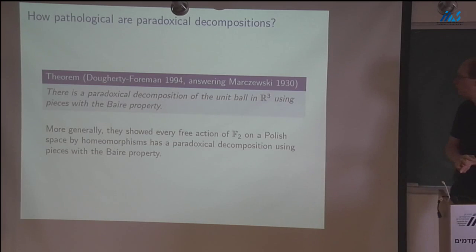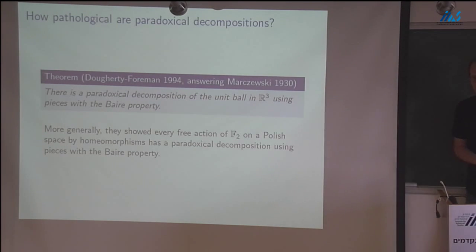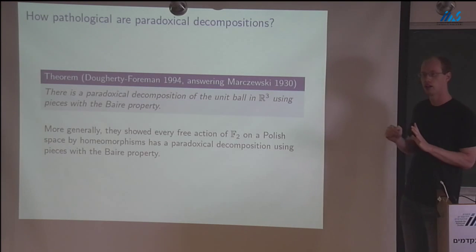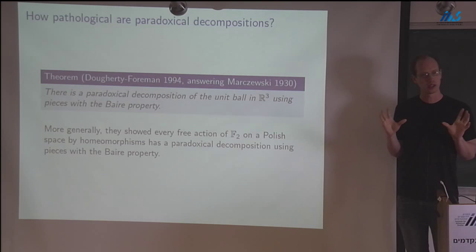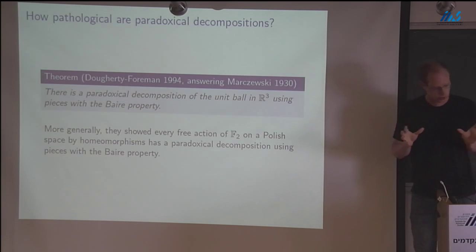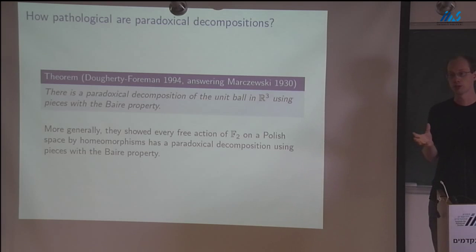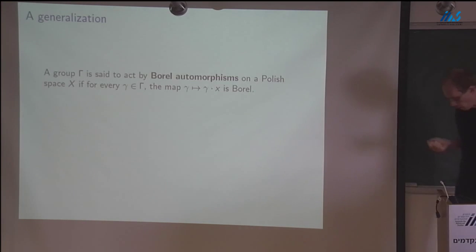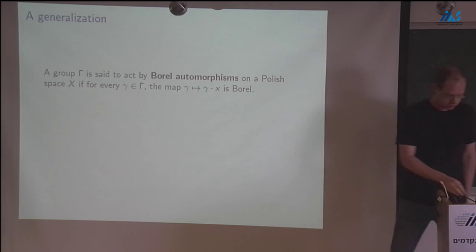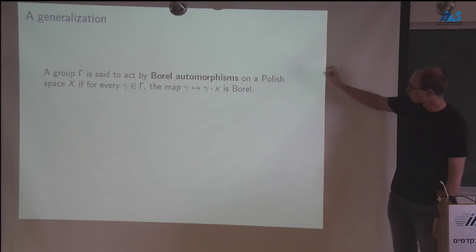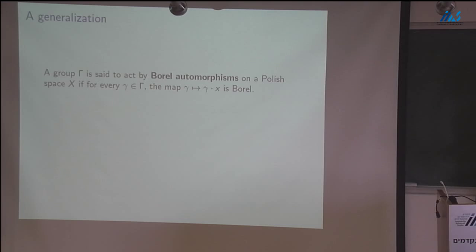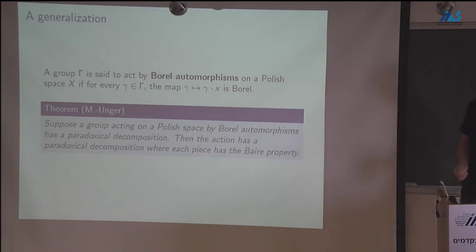So now, quite some years later, we thought it would be interesting to come back to this theorem, which was proved with a pretty long ad hoc argument, and see, now that we understand a lot more about graph combinatorics from the perspective of descriptive set theory, can we understand the proof a little bit better? So this is where Spencer and I started working. All right, so the main theorem I want to talk about is a generalization of this theorem. So here's a quick definition. A group gamma is said to act by Borel automorphisms if each group element acts via a Borel map on a Polish space.